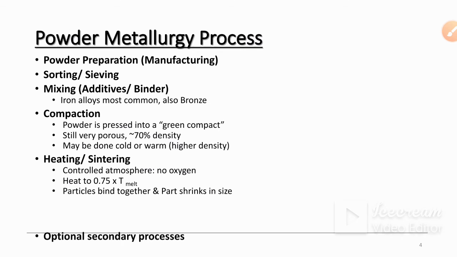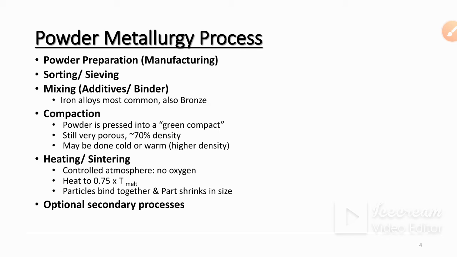Okay, so next is optional secondary processes. There are some optional secondary processes such as buffing, polishing, okay, or removing the extra material, which means machining. Okay, then some impregnation, infiltration, there are some processes which are optional. Next is finished product. So after following these processes, we will get a finished product.